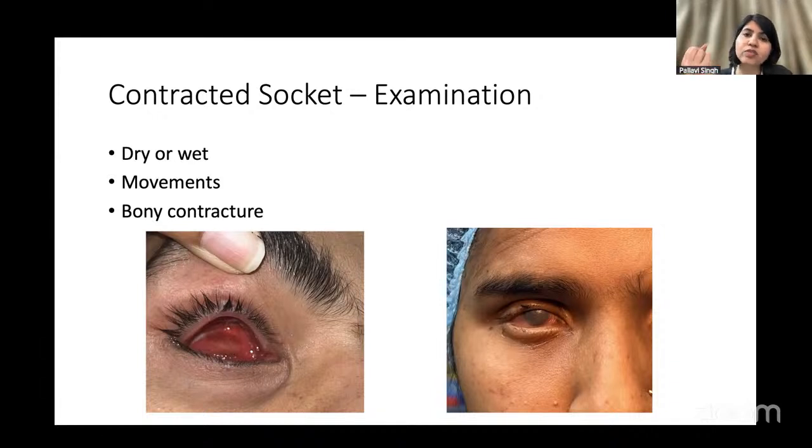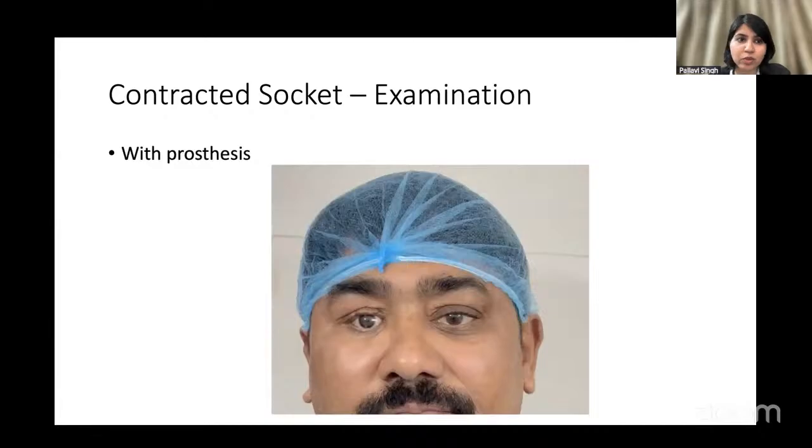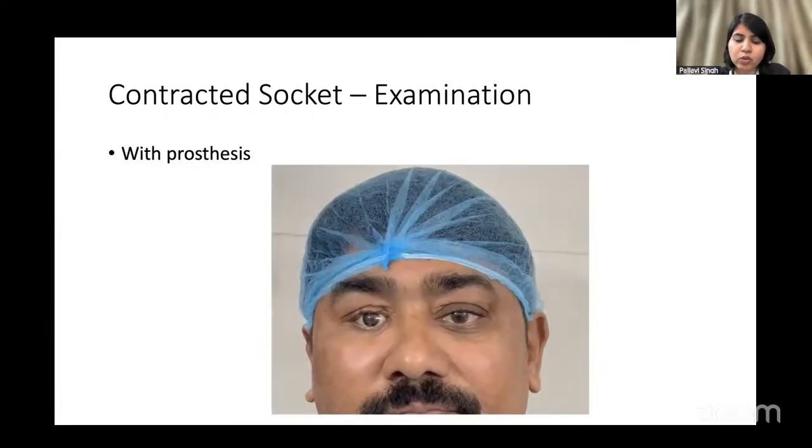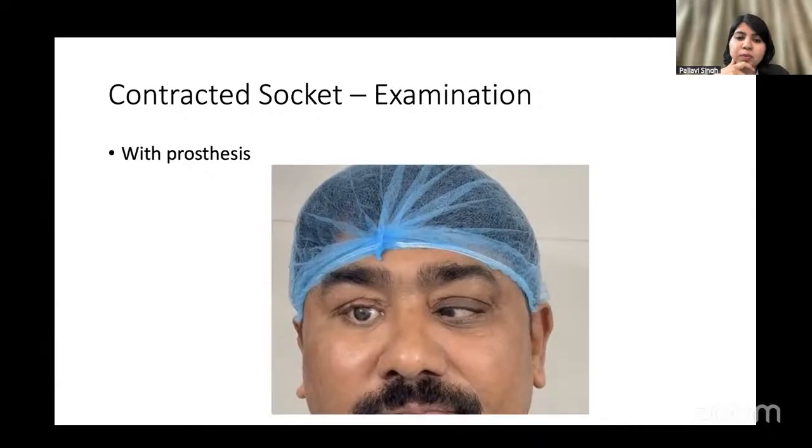Sometimes if there are a lot of adhesions between the conjunctiva and the eyelid, then the movement is not going to be as great. And that's one of the causes of a contracted socket. So that's one of the things that you have to look at. So you want to look at all of these things without the prosthesis. You also want to look at the movement with the prosthesis.